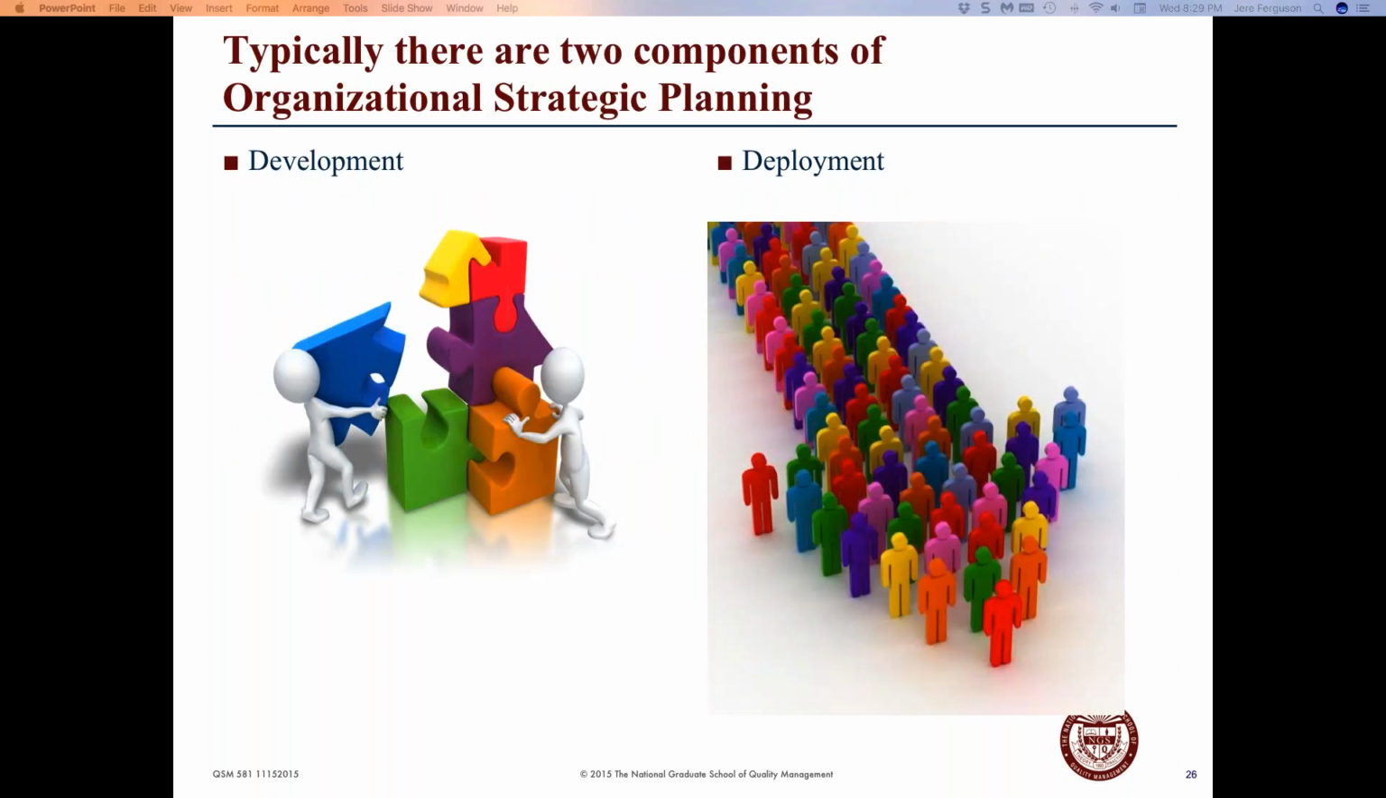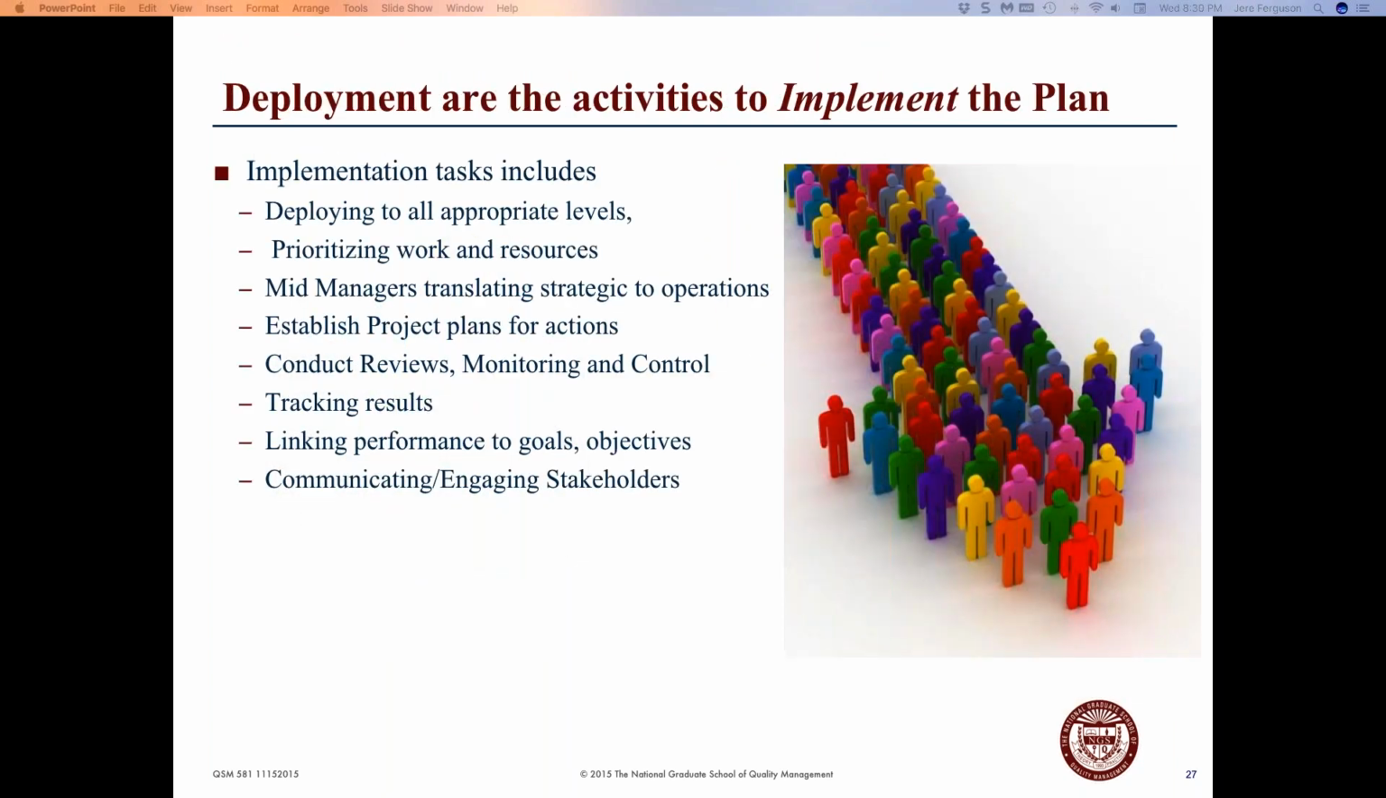So typically, there are two components to organizational strategic planning. There's the development and the deployment. Much of what we've been talking about this evening has been in the area of deployment. And deployment activity is also what we refer to as the implementation plan. And as you get closer to the completion of your project, in the last course you take in this program, you're going to spend the better part of that course developing and writing your implementation plan for your sponsor and for your project.